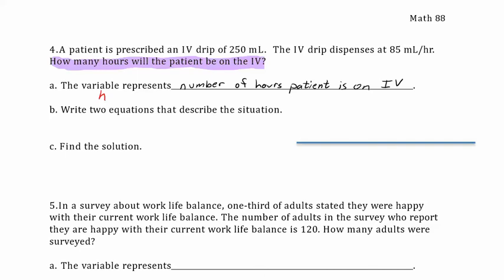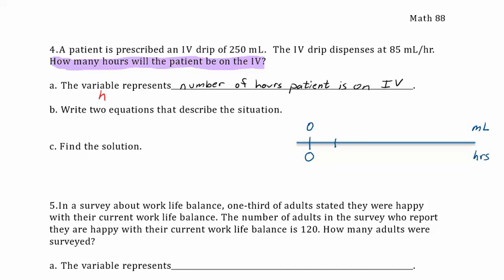I want to show you a tool that you can use for a problem like this called a double number line. So I have a line here. I'm going to put a mark, and I'm going to represent one thing on the top and a different thing on the bottom. On the bottom, I'm going to call this hours. So we're going to start at 0 hours. And on the top, I'm going to call this the total milliliters. So at 0 hours, the patient has received 0 milliliters.